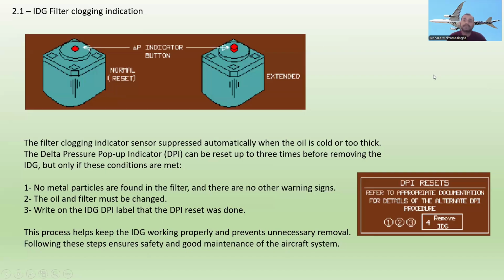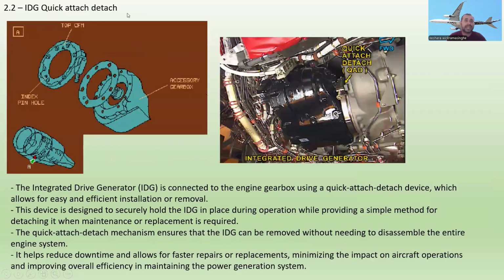All right. Now, next one, IDG quick attach detach. Here is the IDG quick attach detach. You can see this is the top CFM index pinholes. This is the accessory gearbox. It is situated in the 6 o'clock position on the engine.